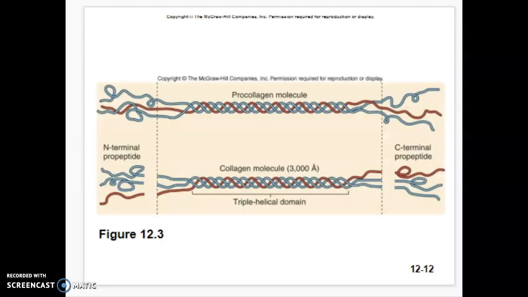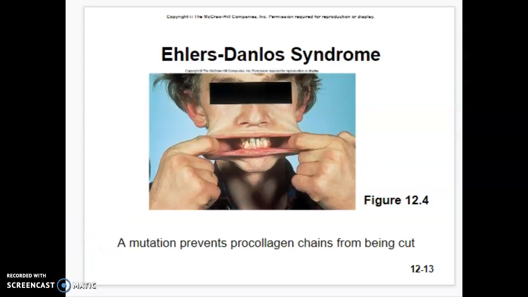So there's a mutation that occurs where the enzyme that trims off these ends has been destroyed. And so instead of making collagen, they got this pro-collagen that doesn't really bind as well as it should. And it creates disorders. And a common disorder we're finding is Ehlers-Danlos Syndrome. So in this case, the skin is very, very stretchy.